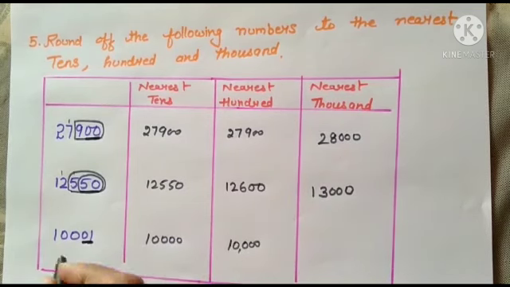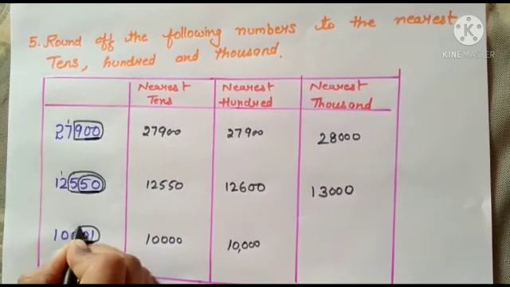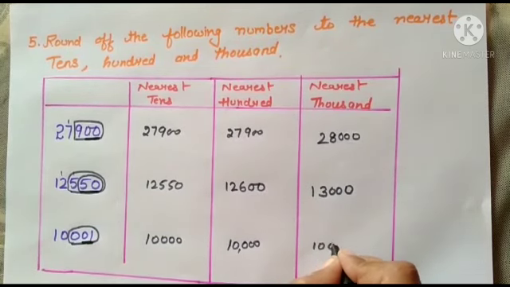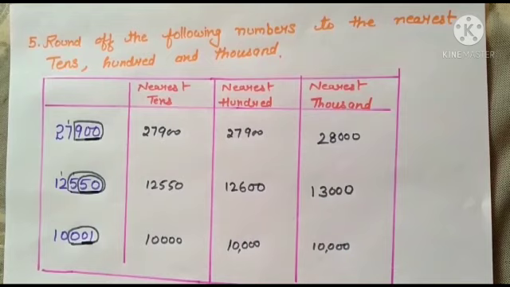Next in thousand we will see 3 digits. It is less than 500. So our answer will be here also 10,000. So like this you have to do the fifth question.